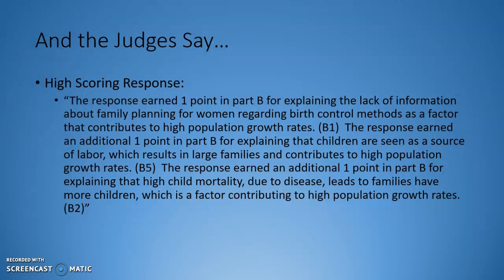Okay, and a third point in Part B for explaining that high child mortality due to diseases, okay, so they're hitting both that lots of kids are dying, but they're being very specific about diseases, leads families to have more children, which then is a contributing factor to high population growth rates. And that's a clear B2.